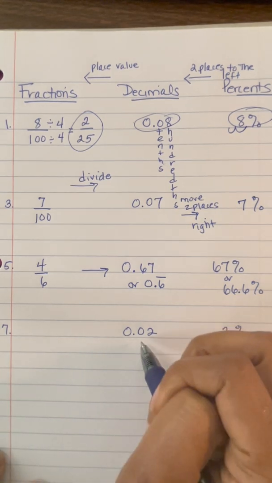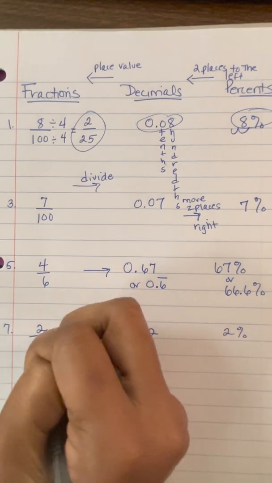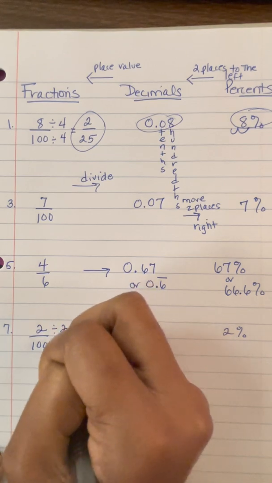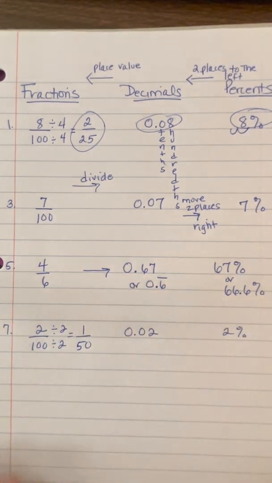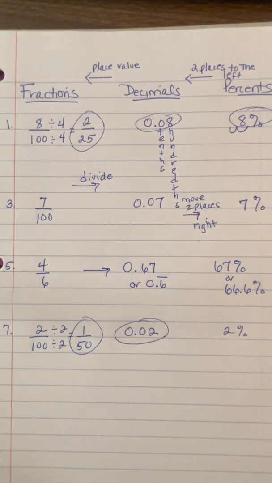This is how you would say it out loud. This is 2 hundredths. So 2 over 100. And divide. 2 goes into 2 one time, 2 goes into 100 fifty times. So that fraction is 1 over 50. The decimal is 0.02. So you get the picture. Let me find one that has, I'm looking for one because 1 through 20 are kind of similar.